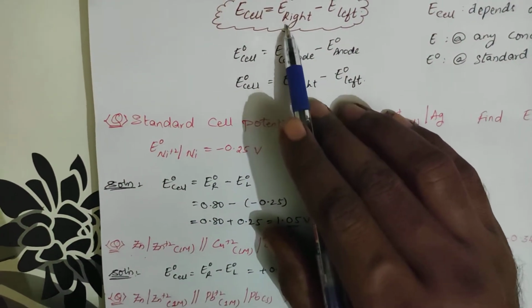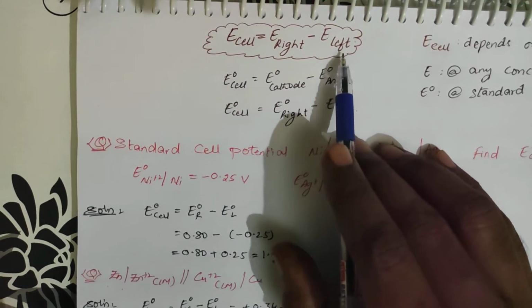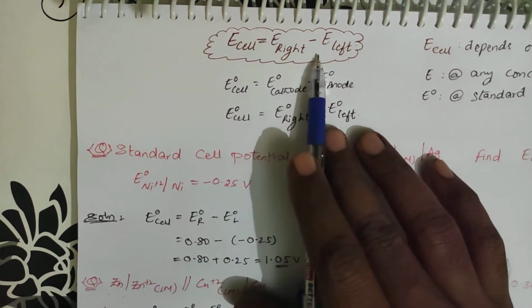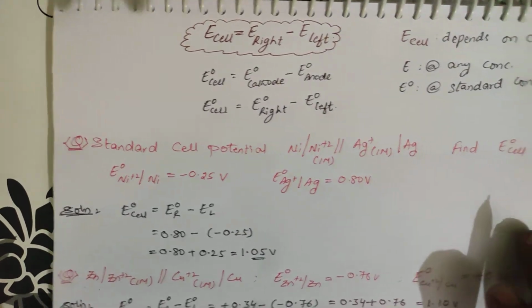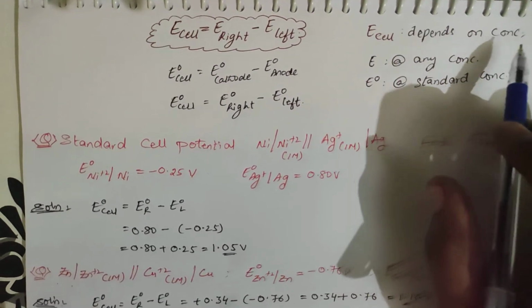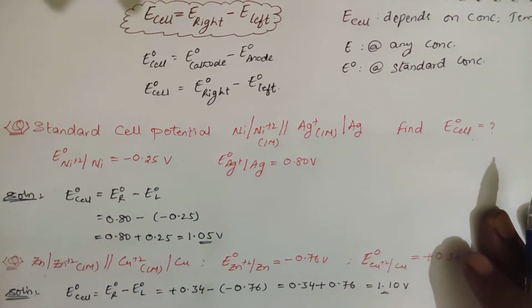You can write it in this way also. E of cell will be equal to E of right minus E of left. Right means the right side will be having reduction, right? Right side reduction minus this one, or cathode minus anode, or E right minus E left. E of the cell means EMF of the cell, or electrode potential of the cell, which depends upon the concentration as well as the temperature. Based on that, we will be doing it in the next coming session.